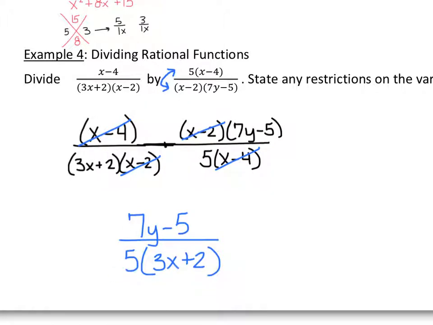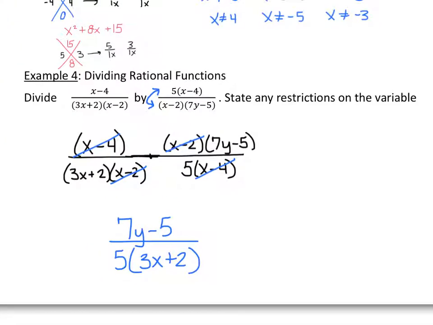Now, restrictions on the variable. Anything that was ever a denominator, we need to figure out restrictions for it. So that includes this up here, this down here, this down here, and this down here. Constant numbers like 5 obviously don't equal 0, so we don't have to worry about those. But we need to worry about all the other ones.